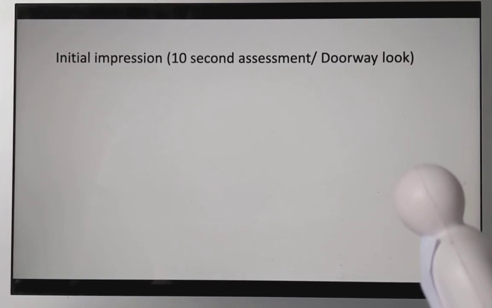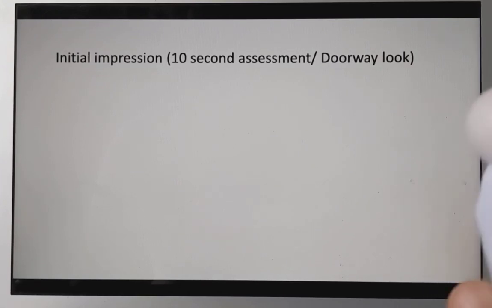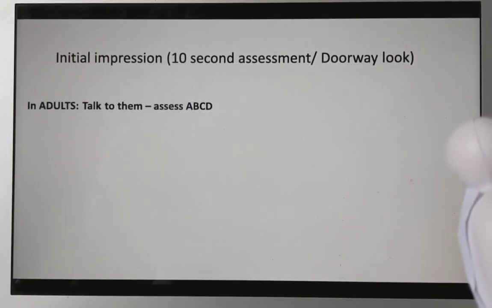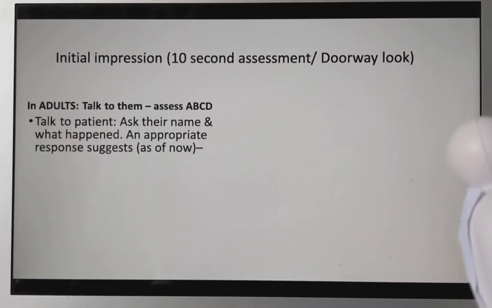So saying that, let us begin with our next topic, which is assessing the initial impression, often called the 10-second assessment or doorway look. You should be able to understand if a patient is sick, how sick, and if they need acute, immediate treatment based on a look.